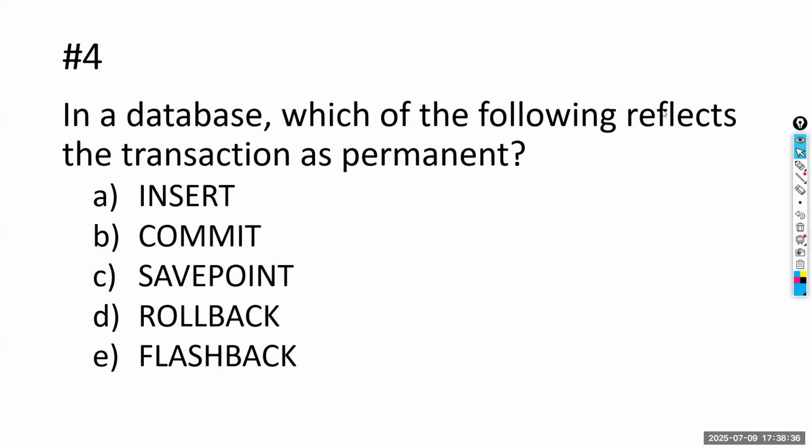What is the term we use? Insert, commit, save point, rollback, flashback. So that is called commit. Commit to the database, right? That is the term we use. The other word is what? Rollback. That is you undo things. So either you roll back or commit.